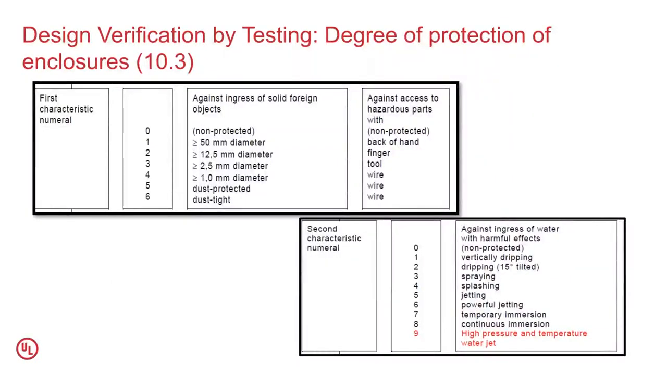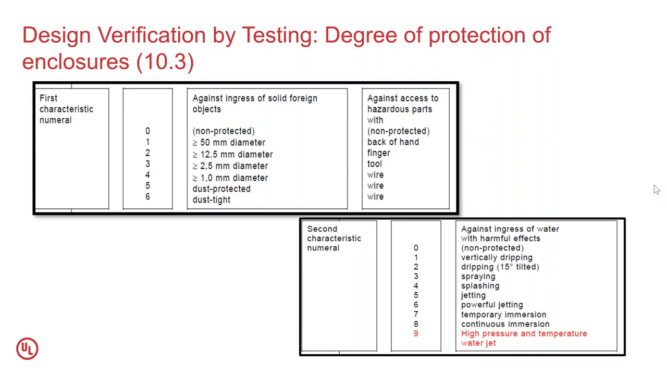Normally, what is IP testing? It has two characteristic numerals. The first numeral, 1, 2, 3, 4, 5, 6, and the second, 1, 2, 3, 4, 5, 6, 7, 8, 9. The first talks about back of finger, back of hand, tool, wire, something like that. In the same way, the second numeral talks about non-protected, vertical dripping, spray.